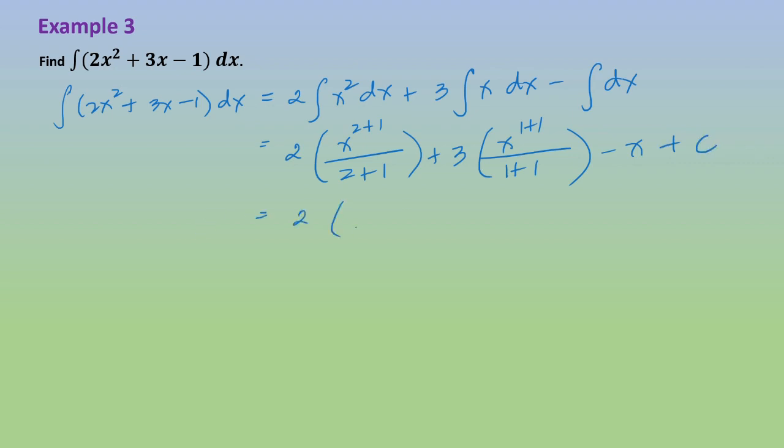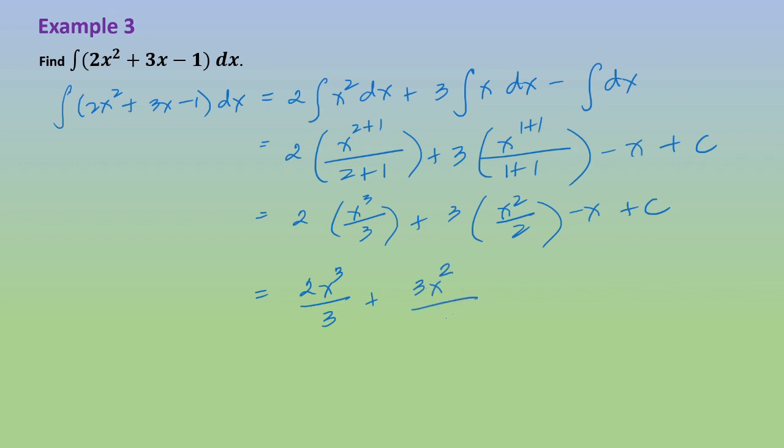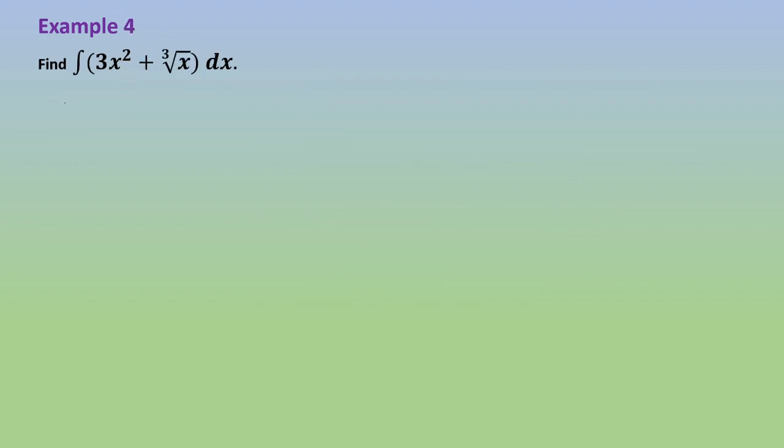Simplifying, we can have 2, and then we have x cubed over 3, plus 3, and then we have x squared over 2, minus x plus c. We can also have this as 2x cubed over 3 plus 3x squared over 2 minus x plus c. You can also do checking by getting the derivative of this answer, and then you will get the given here.